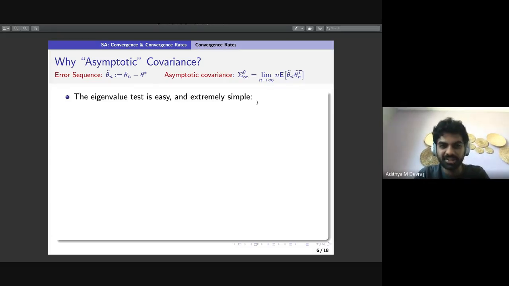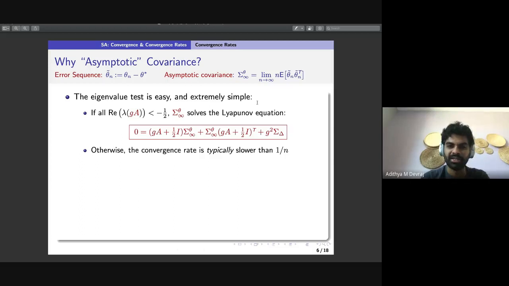So firstly, this eigenvalue test that I just showed is very easy to look at, and it's actually very simple. All you have to do is look at the eigenvalues of this matrix GA. Again, A is this linearization matrix. And just for the optimization people in the audience, A is like the negative of the Hessian. So if all these eigenvalues of this matrix GA have real parts strictly smaller than minus half, then you can show that this is finite and it is given as a solution to the Lyapunov equation. Otherwise, the convergence rate is slower than 1 over n. So it's a very easy and simple test.